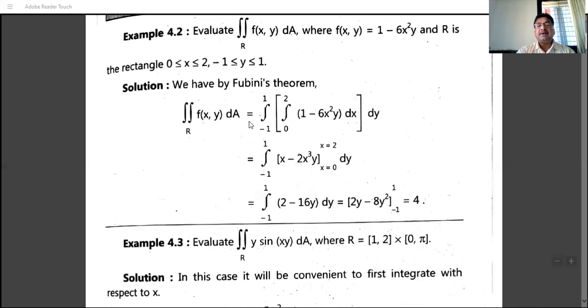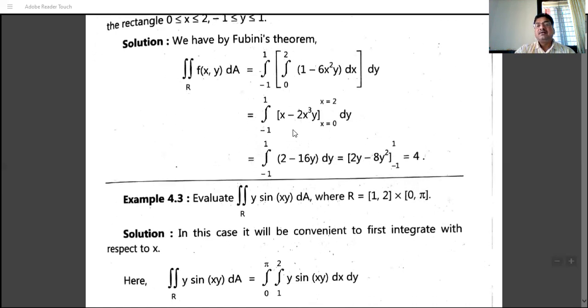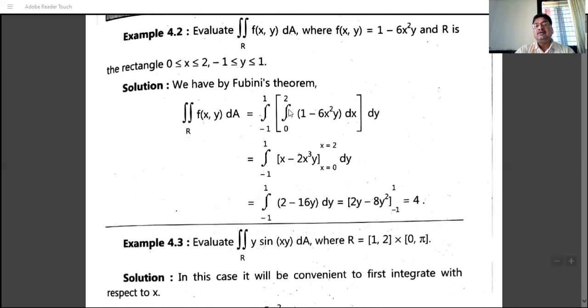After this bracket, this becomes a single integration. That is, double integration and triple integration are converted to single integration, and we use the rules of single integration. Just remember that if we are integrating with respect to x, then y is constant. If you integrate with respect to y, then x is constant.